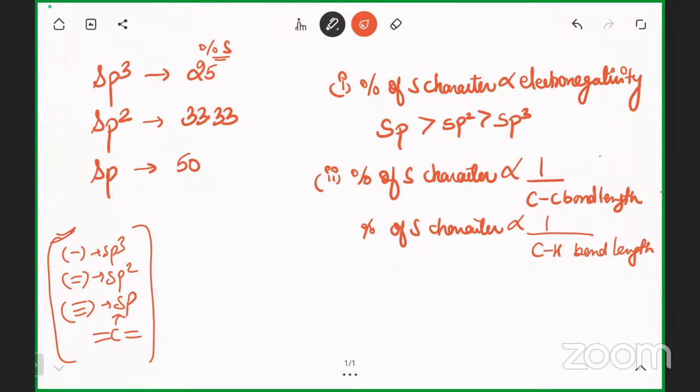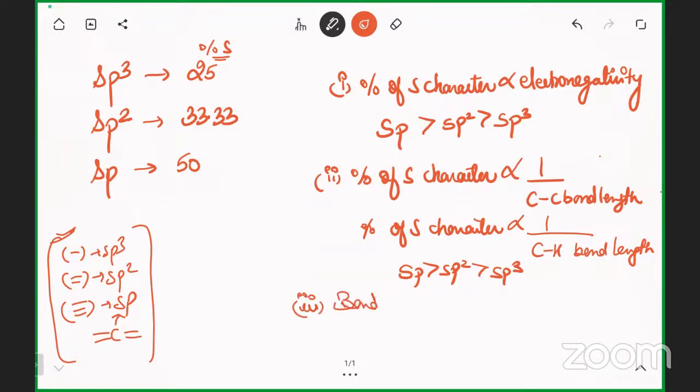Now tell me, sp, sp2, sp3. sp, sir. sp again, same thing. See, in sp we have more S character, 50%. So if 50% of the S character is present, it means the S character is more, so bond length will be shorter. So sp again, then sp2, then we'll go for sp3.